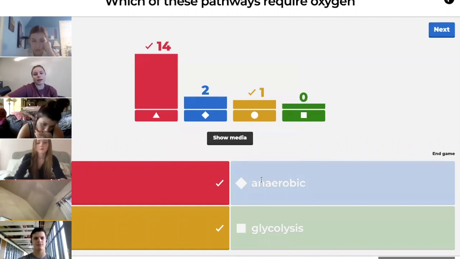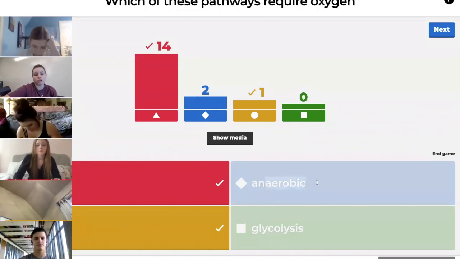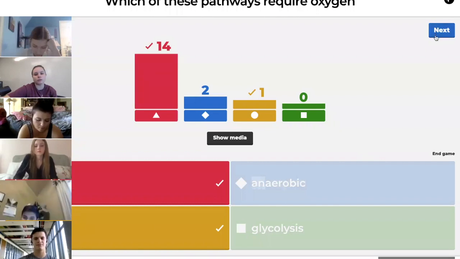Anaerobic literally means the A means without, and aerobic means with oxygen, right? So anaerobic means without oxygen, just for fun facts.